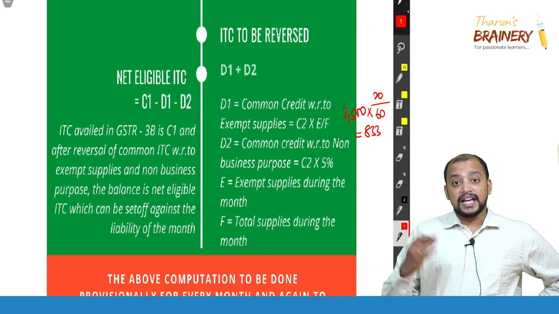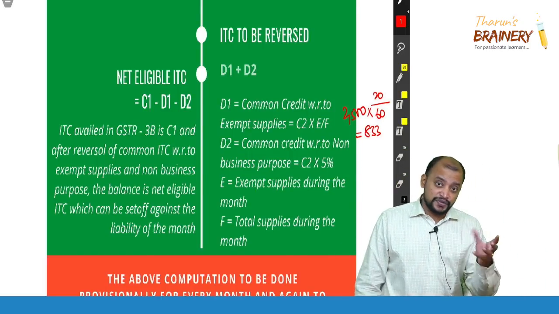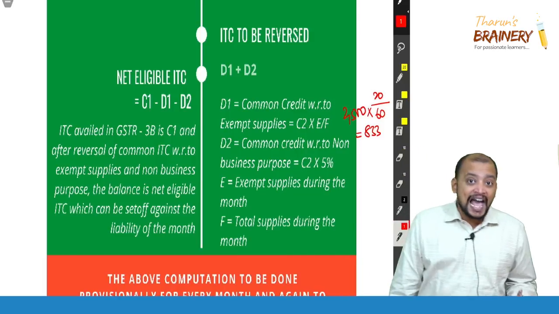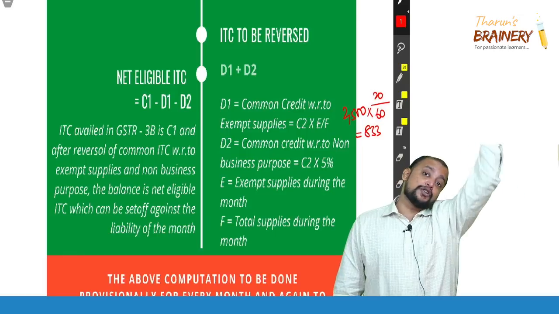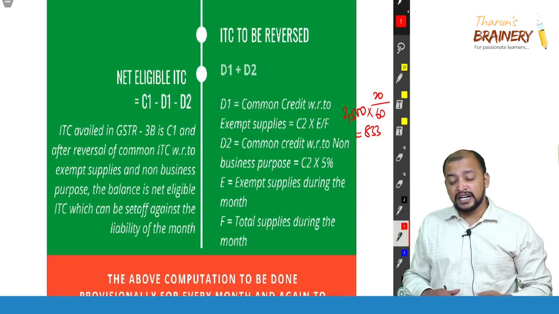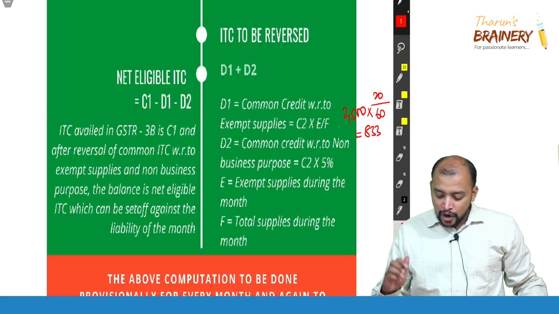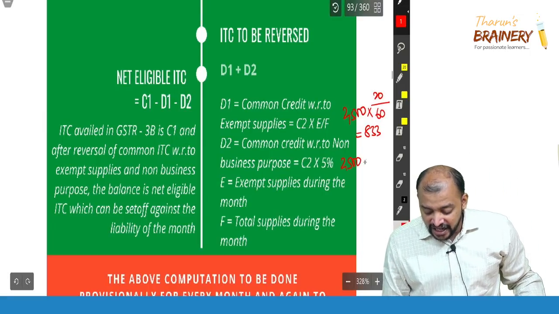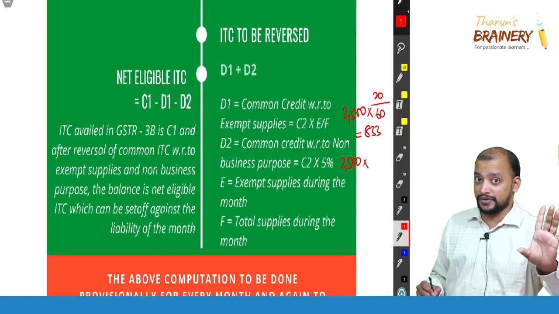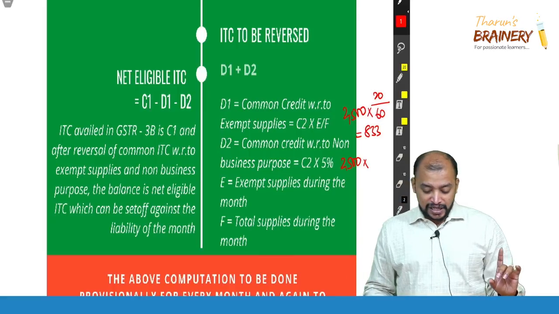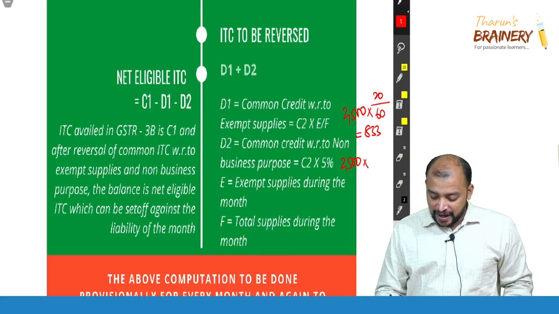Same way, non-business purpose. How can I segregate? Partly used for business and partly used for non-business. I cannot segregate. If I could segregate at the stage of T1, T2, T3 itself, I would have segregated. Here I could not segregate. So therefore a flat, ad hoc assumption should be taken. What is that? Common credit into 5%. Only when your inward supply is used for both taxable and exempted, you should do this. 2500 into 5%.